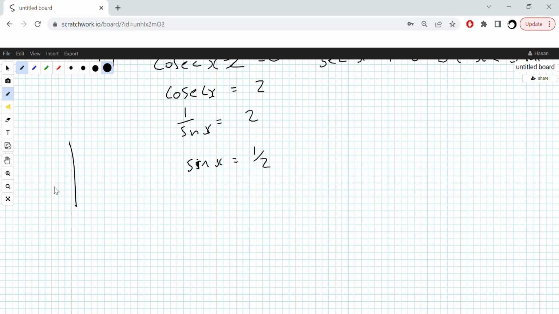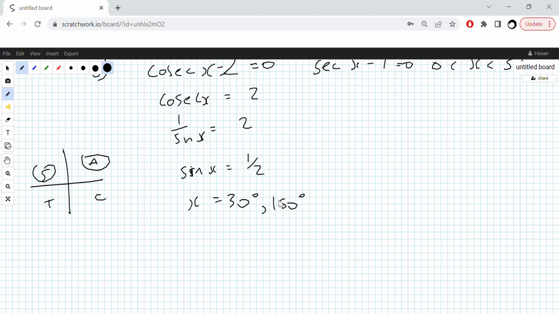I'm going to bring out our class diagram. Since it's sine and it's positive, we're going to be looking at these two regions. So we're going to do the inverse of sine 1/2, and when we do that, we should get, we're working in degrees now, so inverse sine of 1/2 gives you 30 degrees. And then to get this region, the S region, we're going to do 180 minus 30, which is 150 degrees. So we've solved it for that one.